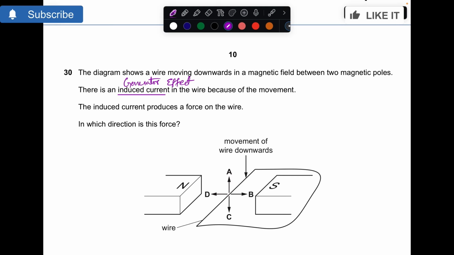In which direction is this force? Okay, so you are moving a wire in this thing, you have to use the right hand rule. And when you use the right hand rule, you will get option A.